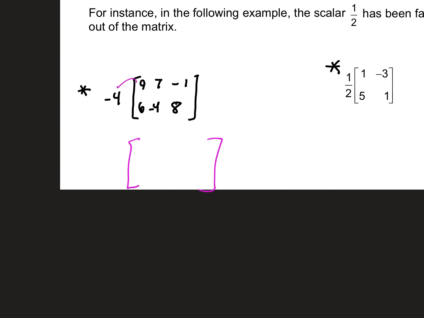What's negative 4 times 9? Negative 36. What's negative 4 times 7? What is negative 4 times negative 1? 4. Just be careful with your signs, guys. What's negative 4 and 6? Negative 24. What's negative 4 and negative 4? 16. What's negative 4 and 8? That is it.